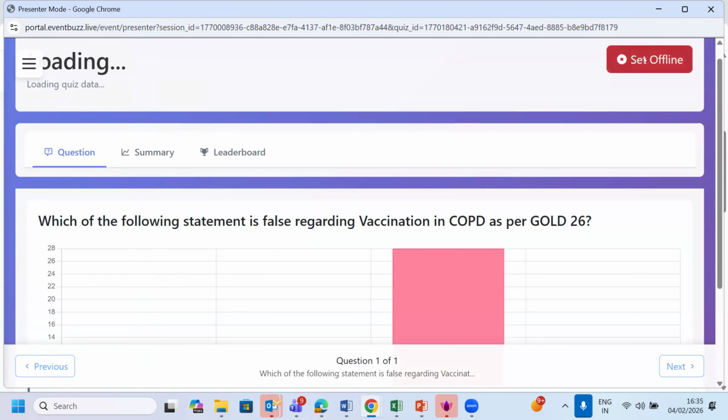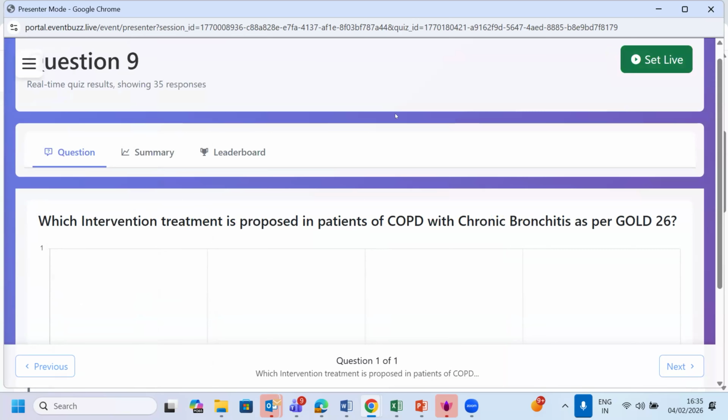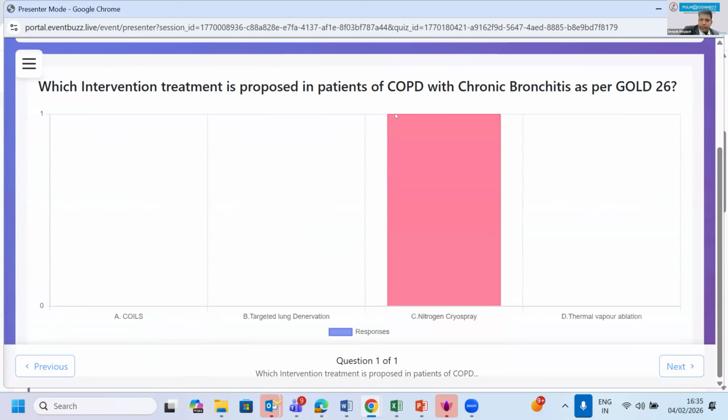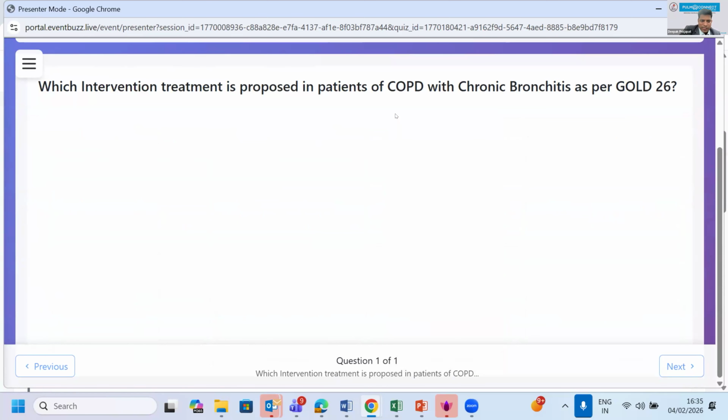Move to the next question. Question 9. It is about the intervention: which intervention treatment is proposed in a patient of COPD with chronic bronchitis phenotype as per GOLD 26?